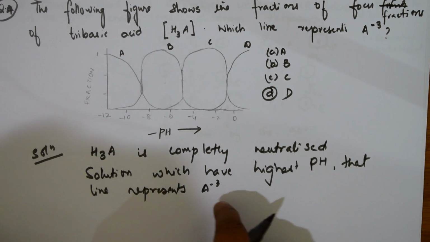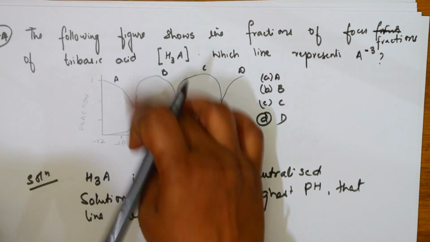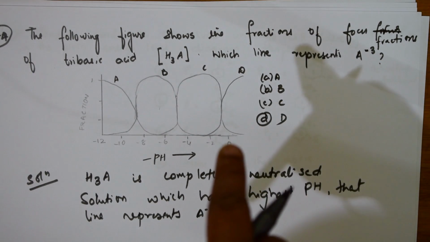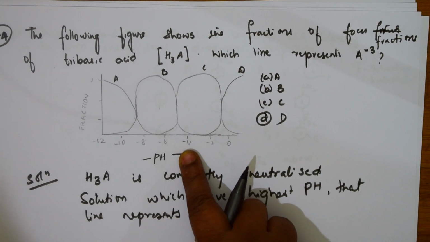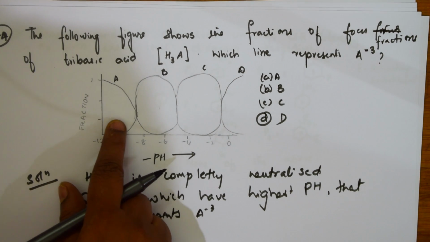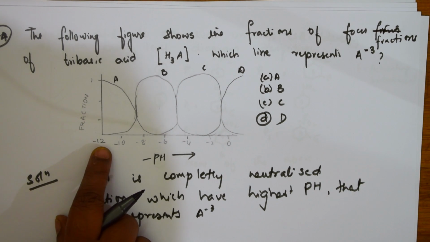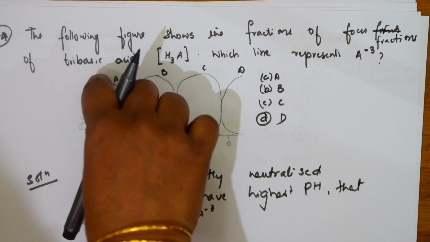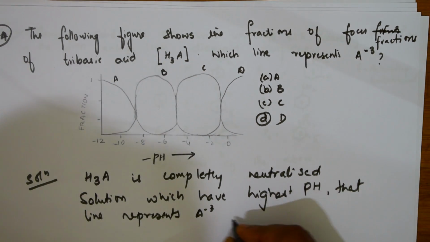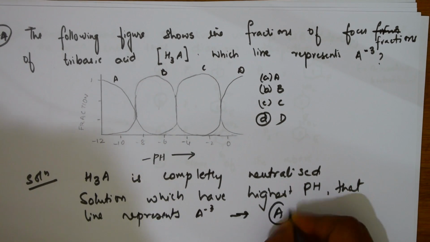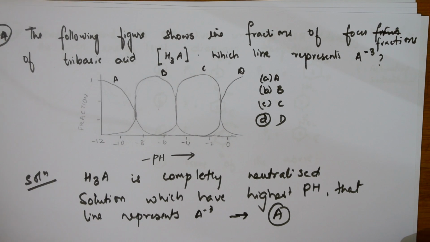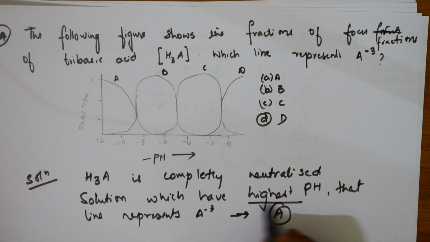So now let us come back and see. This is the fraction of the solution which is given to us. Now when I move towards that extreme in pH, 0, minus 2, minus 4, which solution has the maximum? This has the maximum value, isn't it? So point A represents the line for A minus 3. So the option is A, this is the correct option. Remember this: highest pH, then only you can say that it's completely neutralized.